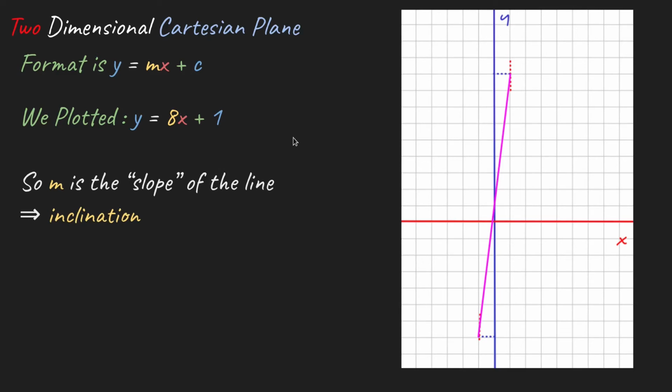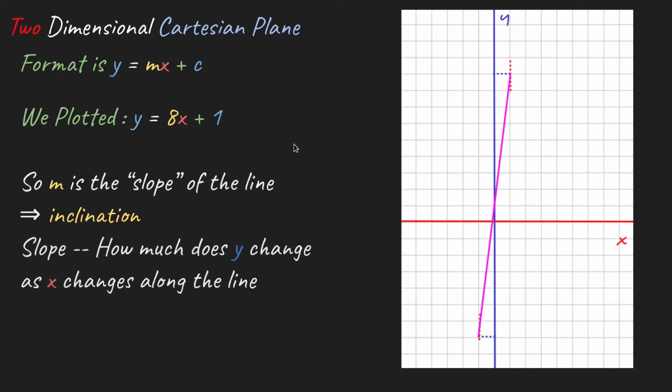How well is the line inclined? Inclined means to lean. Does the line lean to the left? Does it lean to the right? And how much does y change as x changes? Because that is the definition of slopiness or inclination. And wow, we understand that one too now.